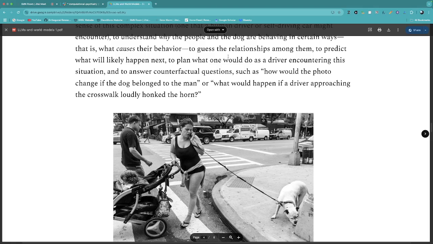We have to ask counterfactual questions, like how would the photo change if the dog belonged to the man? Or what would happen if a driver approaching a crosswalk loudly honked the horn? Or, there are a number of scenarios we can test and think about the outcomes.